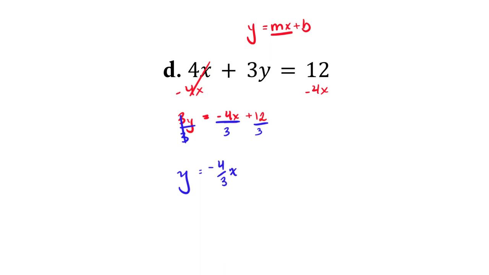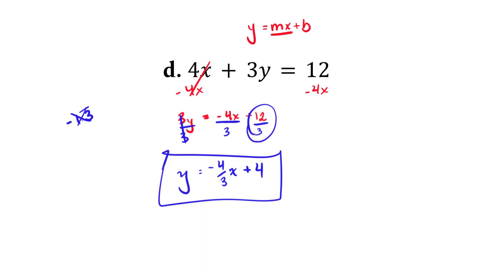And we'll get y equals negative 4 over 3x. Now, negative 4 over 3 could become negative 1.3 repeating, but we don't want a decimal as our slope. We want to keep it a fraction when we can. Plus 12 over 3 is going to be 4. All right, there we go.